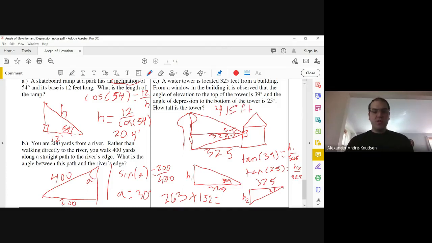All right, so we're just using these angle of elevation and depression, these words that they describe, to draw pictures, more real life scenarios, to find different sides of our triangle or an angle in the triangle.